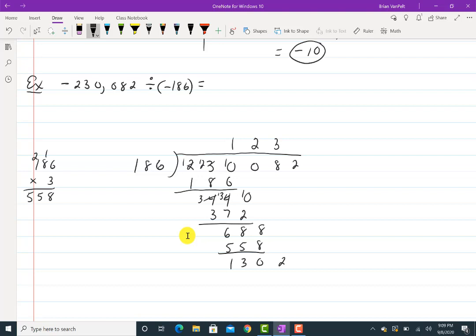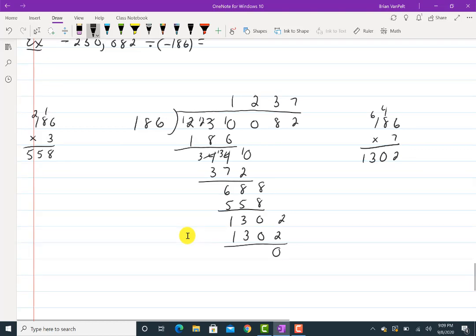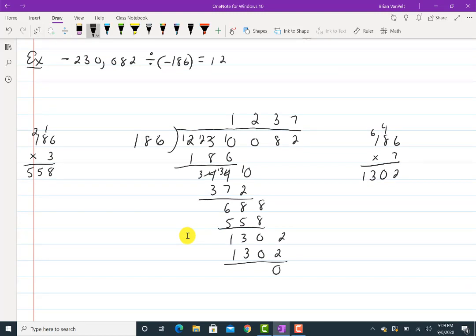Let's see, how many times would it do that? Probably 7. I'm going to try 7 times. So I have a 2 there. Well, that's nice. 6 times 2 is 42. I'll put a 4 up there. 7 times 8 is 56. Plus 4 is 60. Carry the 6. 7 times 1 is 7. Plus 6 more is 13. Oh, beautiful. 1302. Subtract, and it works out. So my answer is 1,237.